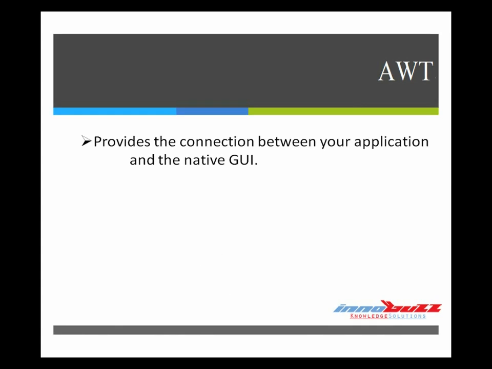The AWT provides a high level of abstraction for your Java program since it hides you from the underlying details of the GUI your program will be running on. The java.awt package contains all of the classes for creating user interfaces and for painting graphics and images.